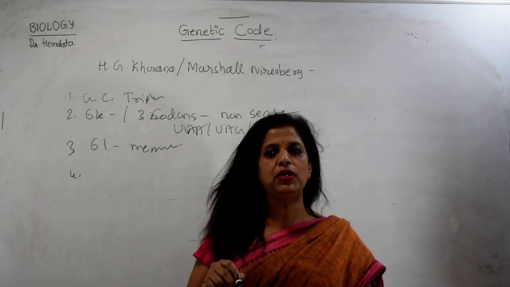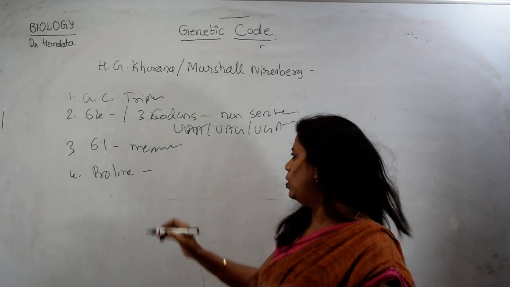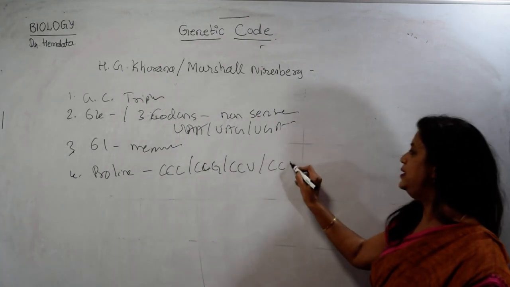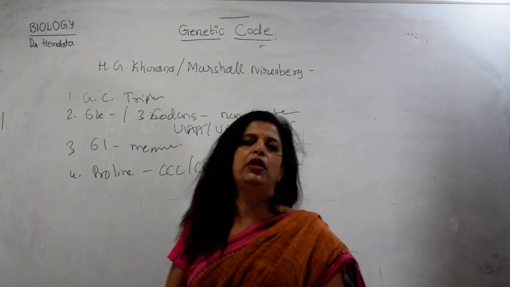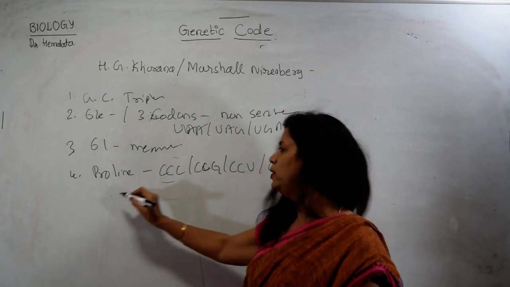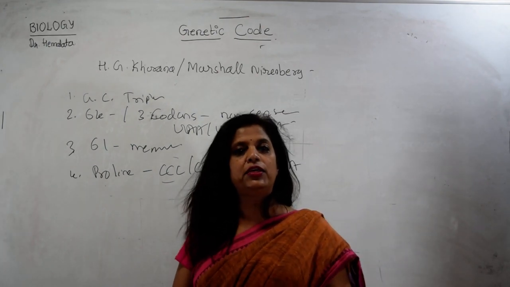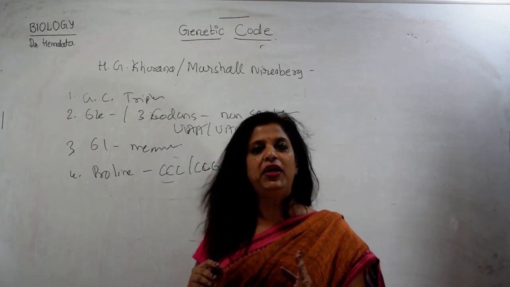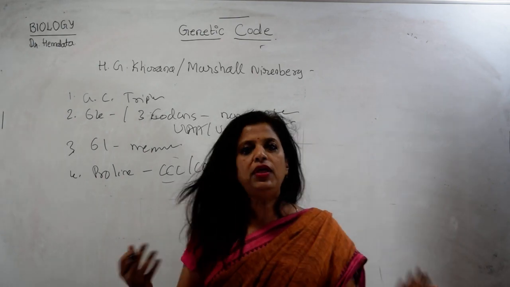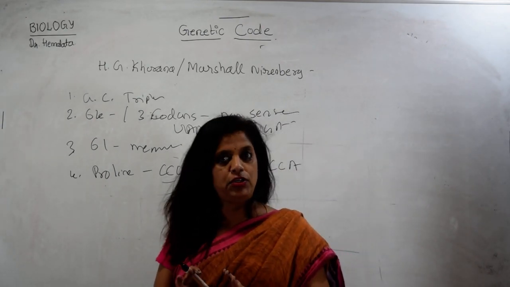Then the fourth characteristic, what I told you, is that some of the amino acids like proline, this is the name of an amino acid, are coded by four triplet codons, namely CCC, CCG, CCU, and CCA. All these codons are going to form only one amino acid, that is proline. Whether it is CCC, it is proline only, CCG also is proline, or CCU or CCA, all are going to form the amino acid proline. This characteristic we call degeneracy of codons. The genetic code is said to be degenerate, meaning one amino acid is not specific to only one triplet codon. More than one triplet codon may code for the amino acid. This is what we call degeneracy or degenerate codons.